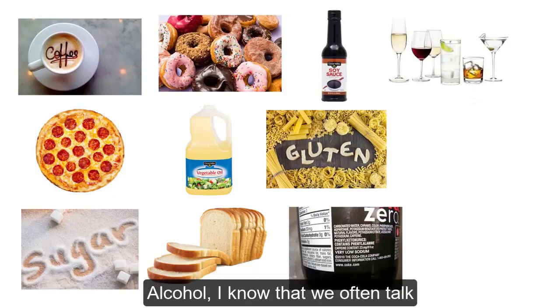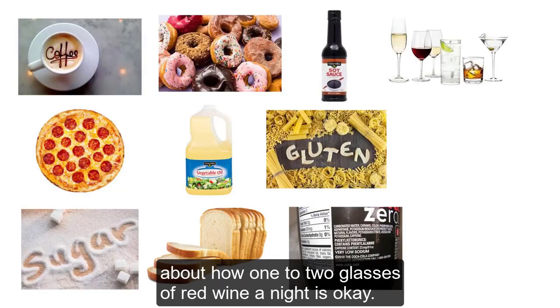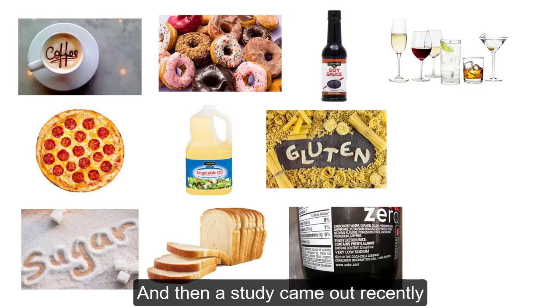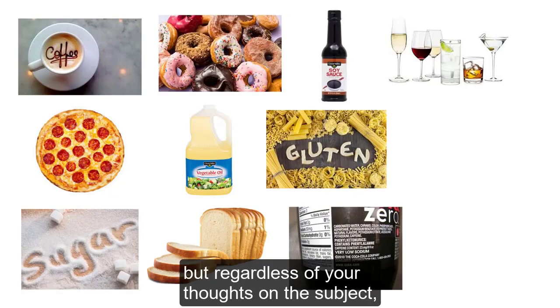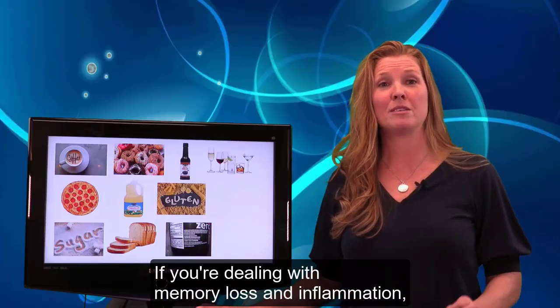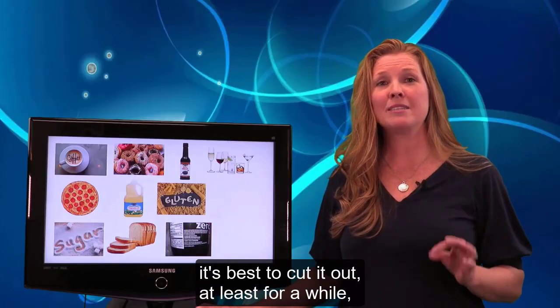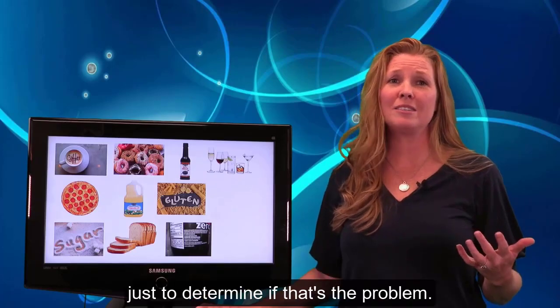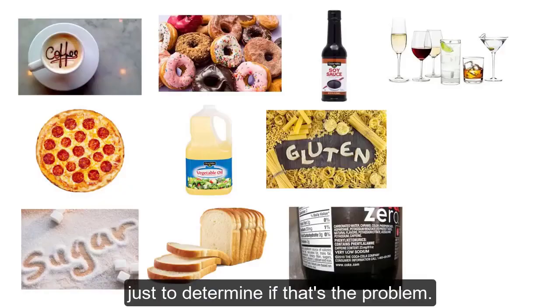Alcohol. I know that we often talk about how 1 to 2 glasses of red wine a night is okay. And then a study came out recently that said that 0 alcohol is best. That counters many other studies. But regardless of your thoughts on this subject, all alcohol is inflammatory, no matter the quantity. If you're dealing with memory loss and inflammation, it's best to cut it out, at least for a while, just to determine if that's the problem.